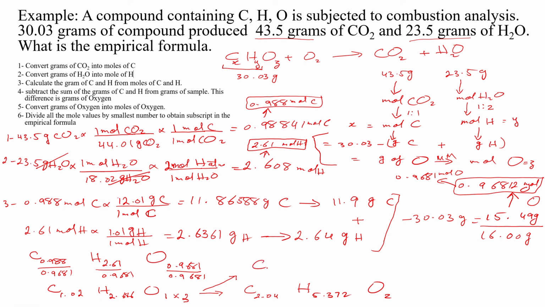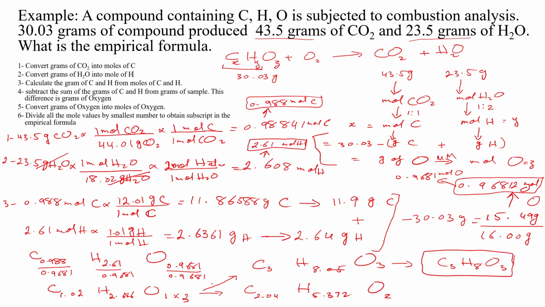By doing that, I have C3. This time we have 8.05 for hydrogen and oxygen is 3. So this time the numbers are very close to the whole number. So you can simply drop the decimals and your answer will be C3H8O3, and this will be the empirical formula for this compound.